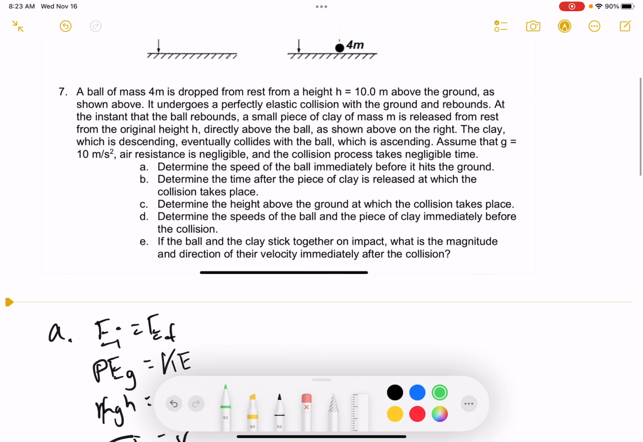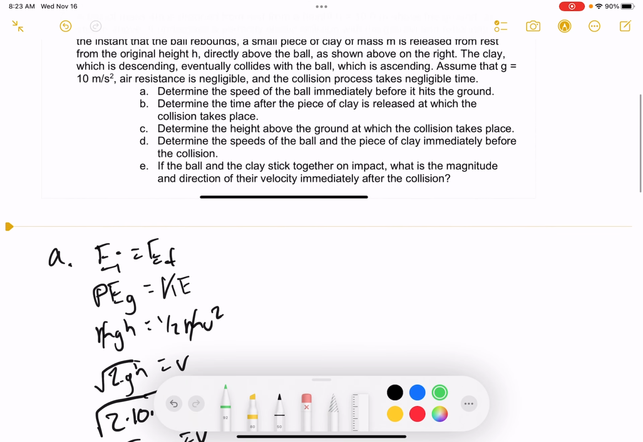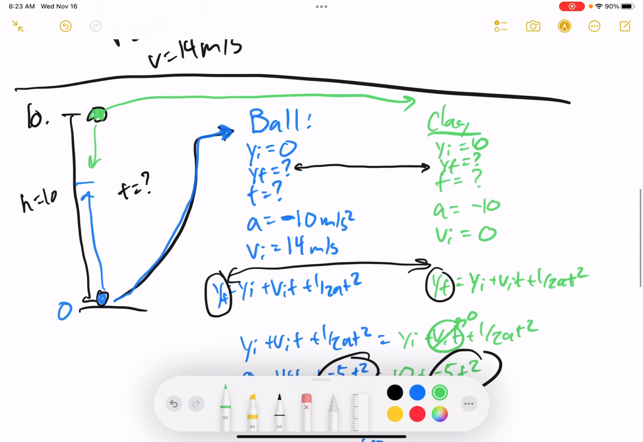So let's go ahead and look at part D. Determine the speeds of the ball and the piece of clay immediately before the collision.